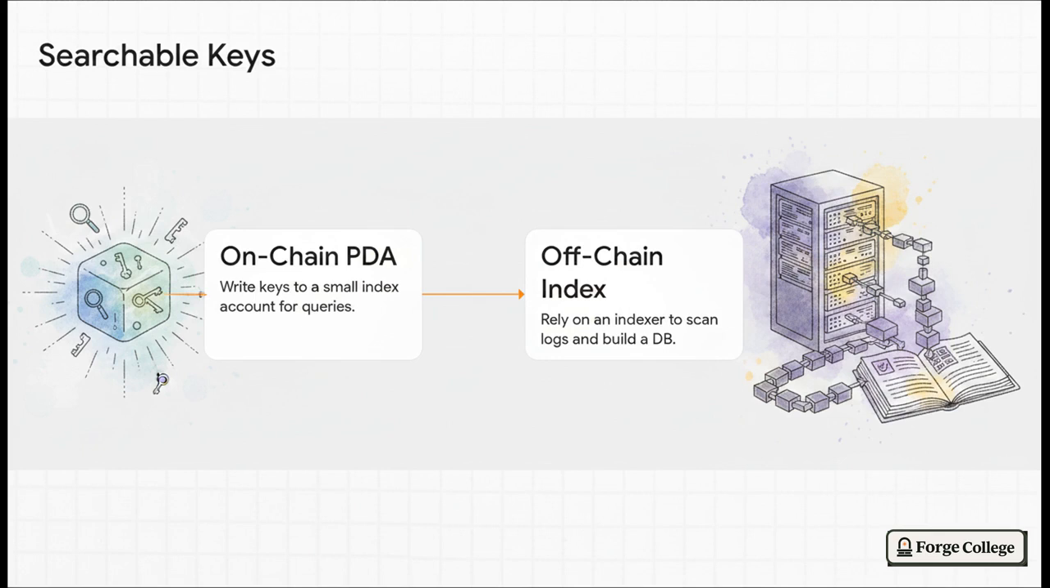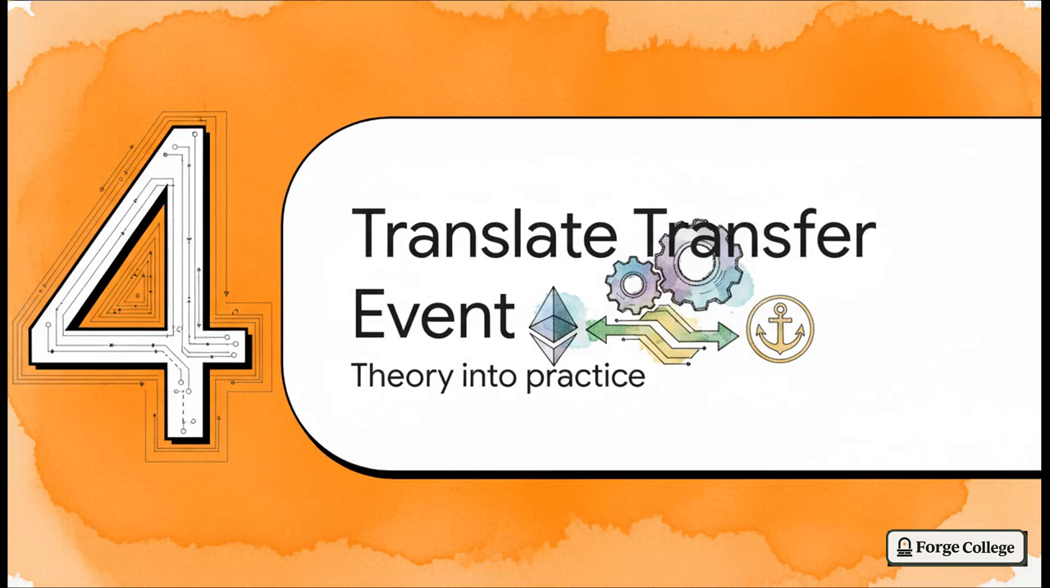Option 2, put all the rich details directly in the event payload and rely entirely on a custom off-chain indexer. You build a service that scans the raw logs end-to-end, decodes those Borsh blobs using your layout rules, and builds its own searchable database. Why choose this route? Because it preserves a tiny on-chain footprint, saves your users from paying storage rent, and pushes all that heavy lifting to your off-chain servers. Let's look at a real example in Section 4, translating a transfer event.